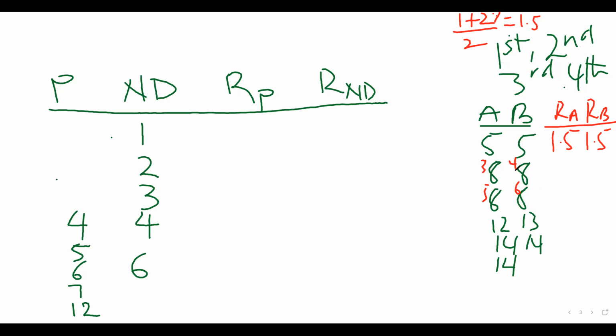3 plus 4 plus 5 plus 6. Okay. And when you do that, that gives you what? 18. Divide the 18 by the 4. You're finding the average. 18 divided by 4.